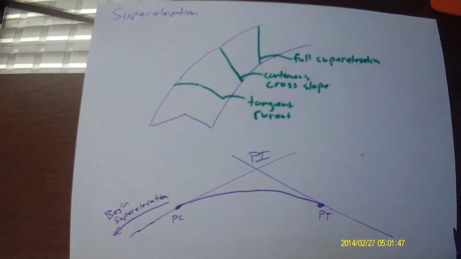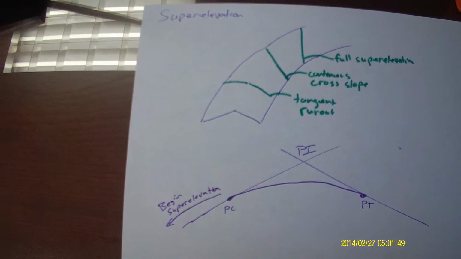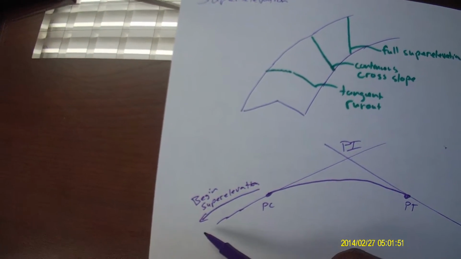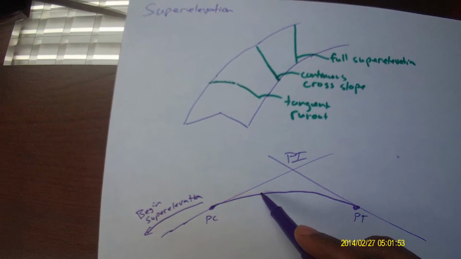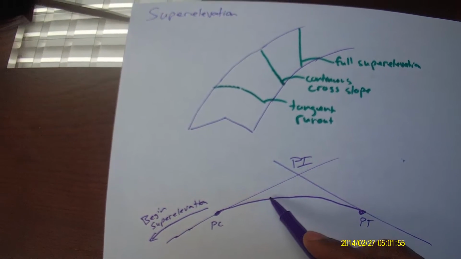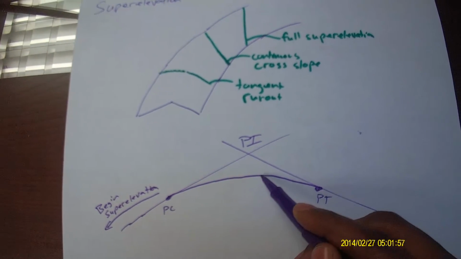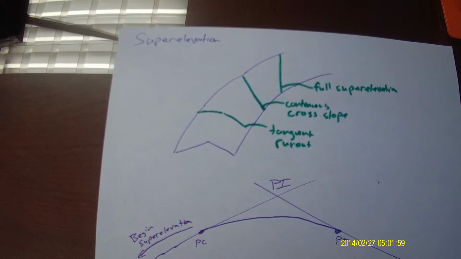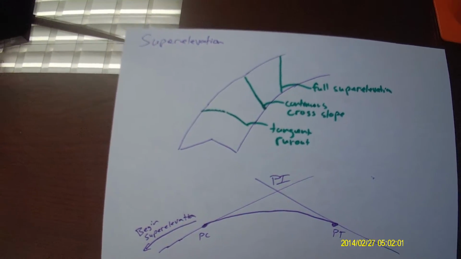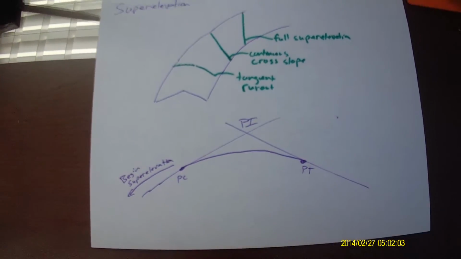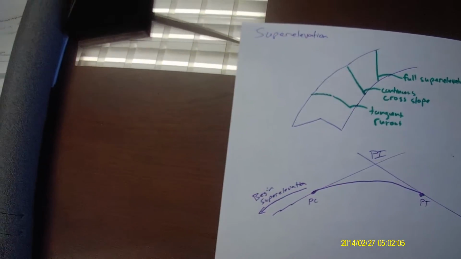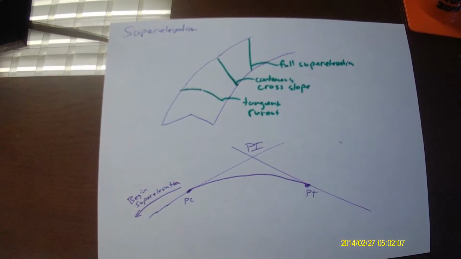And that is what we need to figure out. Where do we start to super elevate, and where within the curve is the road fully super elevated and continues until it goes right back down to its normal cross slope? Okay, well, to determine that, you need to know two equations.